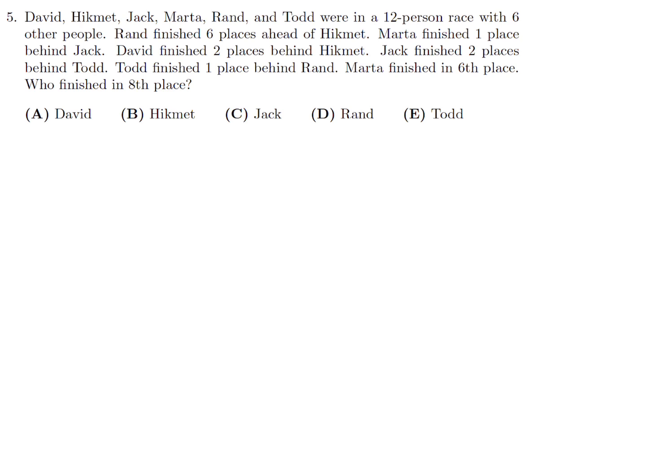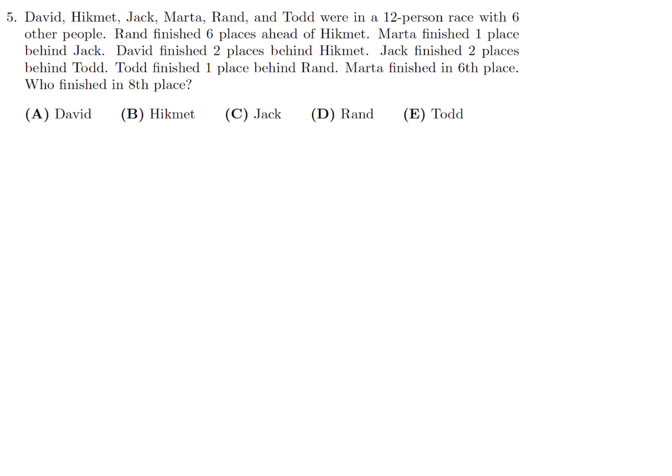David, Hikmet, Jack, Marta, Rand, and Todd were in a 12-person race with 6 other people. Rand finishes 6 places ahead of Hikmet. Marta finished 1 place behind Jack. David finished 2 places behind Hikmet. Jack finishes 2 places behind Todd. Todd finishes 1 place behind Rand. Marta finishes in 6th place. Who finished 8th? All right. So we got to put all this together.